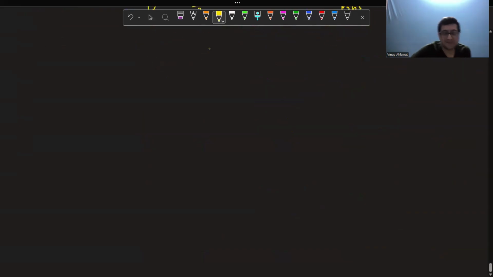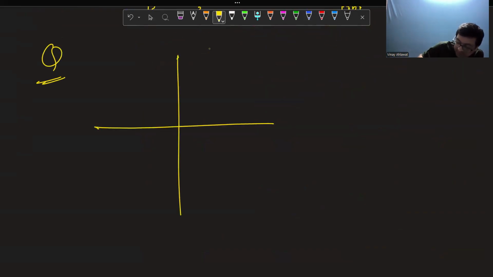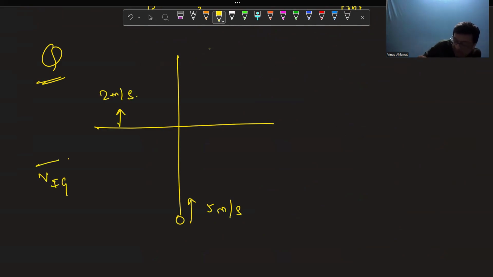Look, there are 2 or 3 different questions. One question was, this was moving with, what was the velocity? 5 meter per second. This was 2 meter per second. Find velocity of image with respect to ground. This refractive index is 4 by 3. With respect to ground, with respect to this. Is that fine?